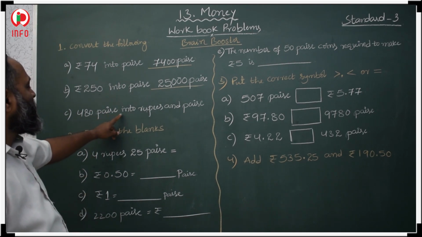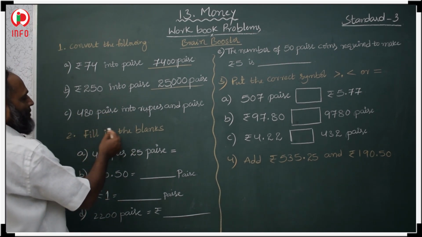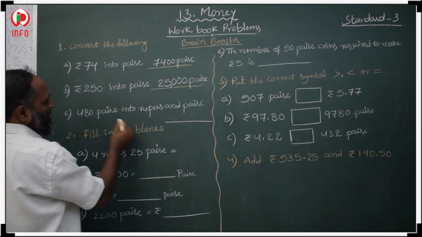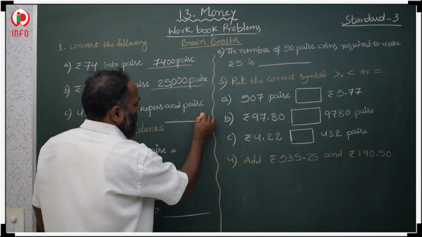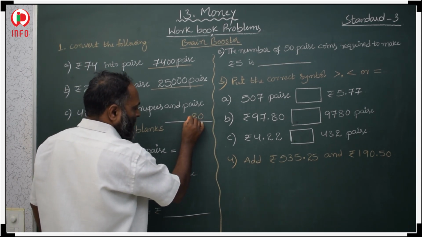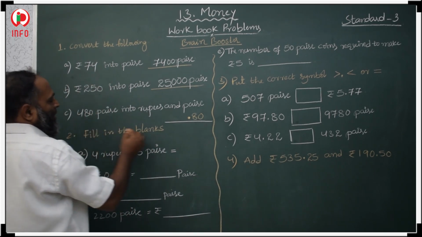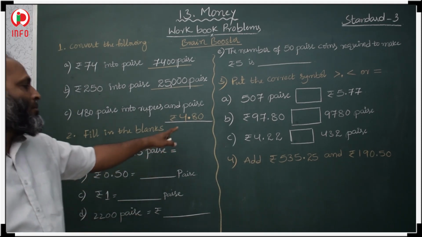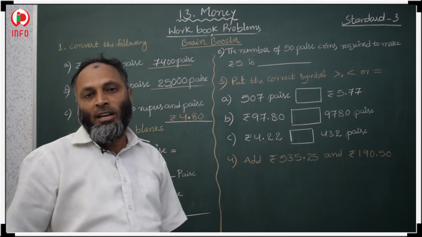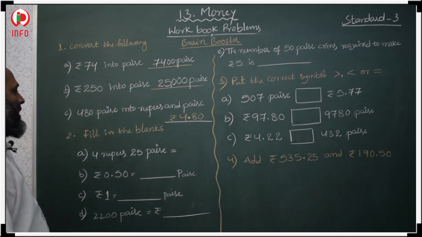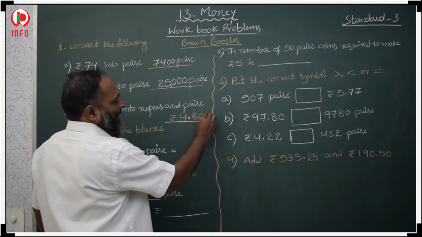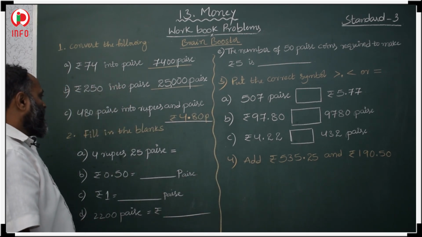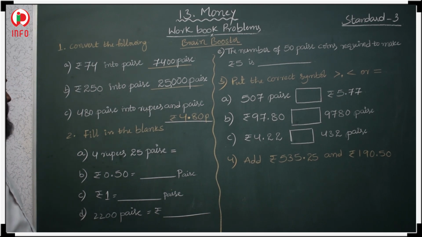Now 480 paisa into rupees and pies. How to convert to rupees and pies? Starting from the right, take the ones place and tens place first. After that keep a decimal point and the remaining digit, that is 4, is for rupees. After the tens place we keep a decimal. Then that will convert into rupees as well as pies. 4 rupees 80 pies. Now next, in the second one, fill in the blanks.